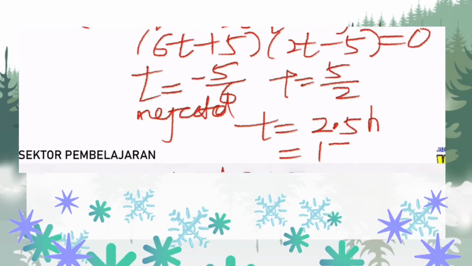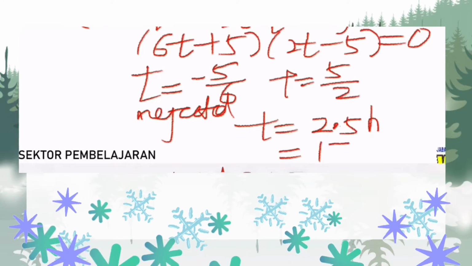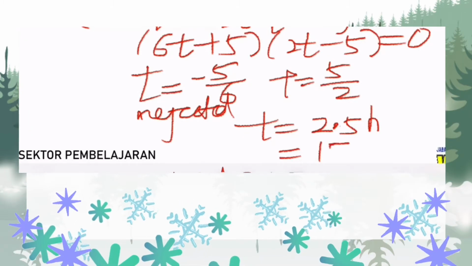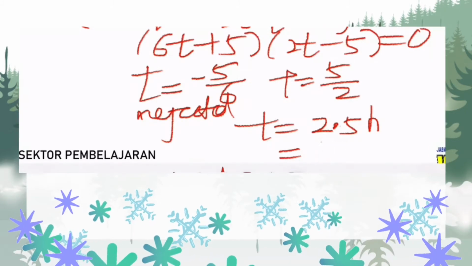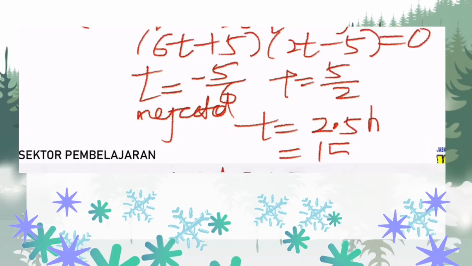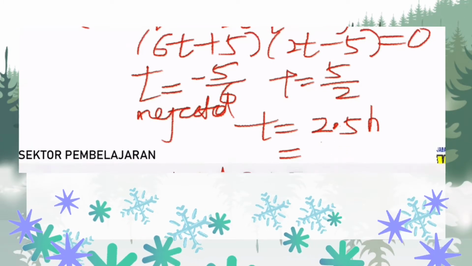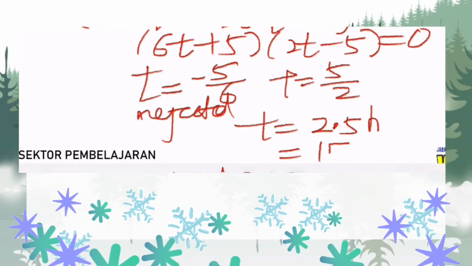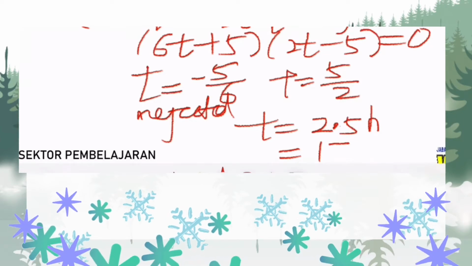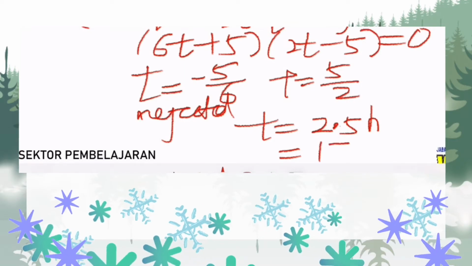Now, if the car stops for rest for the food for 30 minutes, calculate the average speed of the car in kilometers per hour. Average speed must be total distance divided by total time taken. Even though the time taken is for rest, you still have to consider it as the time taken for the whole journey. So that means the total distance over the total time taken for the whole journey.